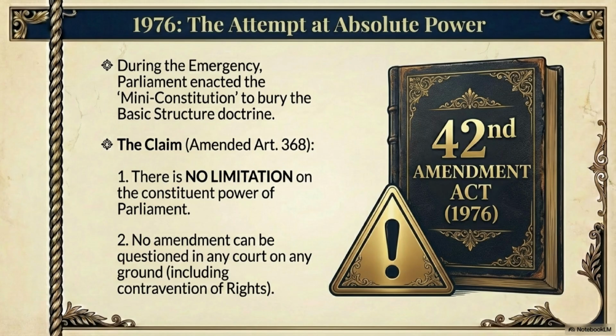Any ground. Even if it violated fundamental rights. Even if it turned India into a dictatorship. The text said, on any ground. They basically put up a do not enter sign for the Supreme Court on the entire Constitution. They were asserting absolute supremacy. That is a direct challenge. We are supreme, you can't touch us. How did the court respond?